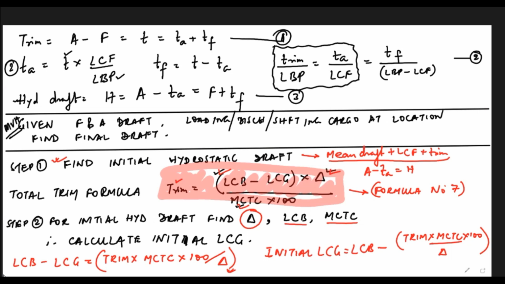Sir, please explain the mean draft plus LCF plus trim part, what does it mean? No, not mean draft plus LCF plus trim. These are the information that I'm going to find from the draft. So given the 4.5 draft, I can find all of these data: mean draft, LCF, trim, all of these we will find from there. The 4.5 draft. Done, sir. Okay?